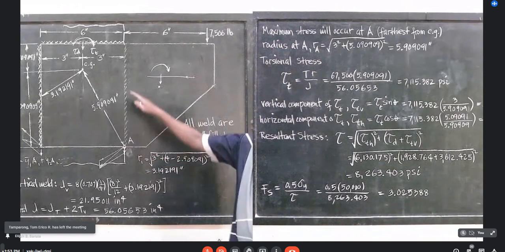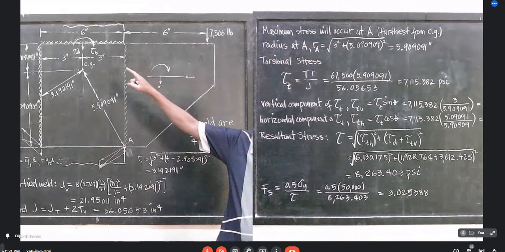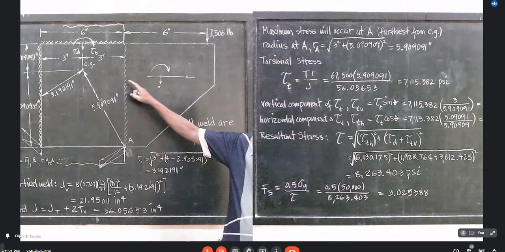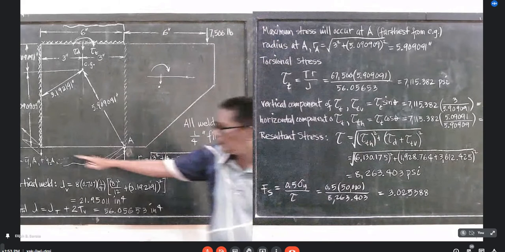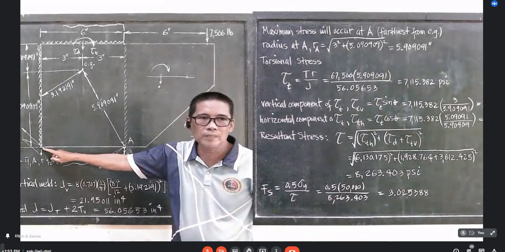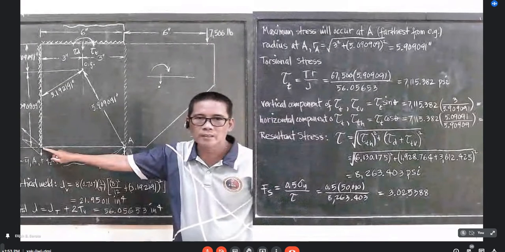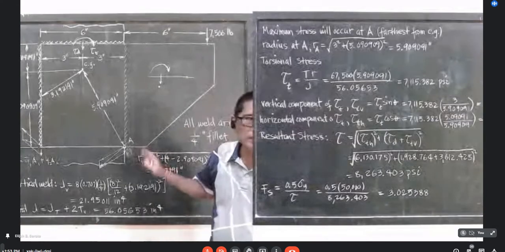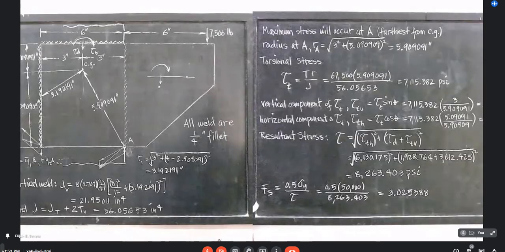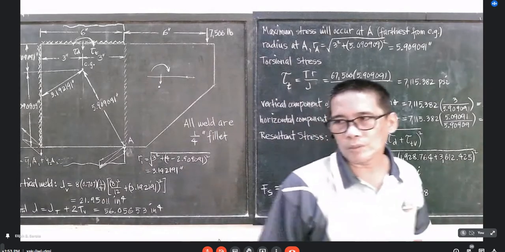Because if you transfer to the other points, they also have the same R. It is TR over J. So it is also the same here, because it has the same T, the same R, and the same J. However, we again concentrate our analysis here because it will yield the greatest resultant.